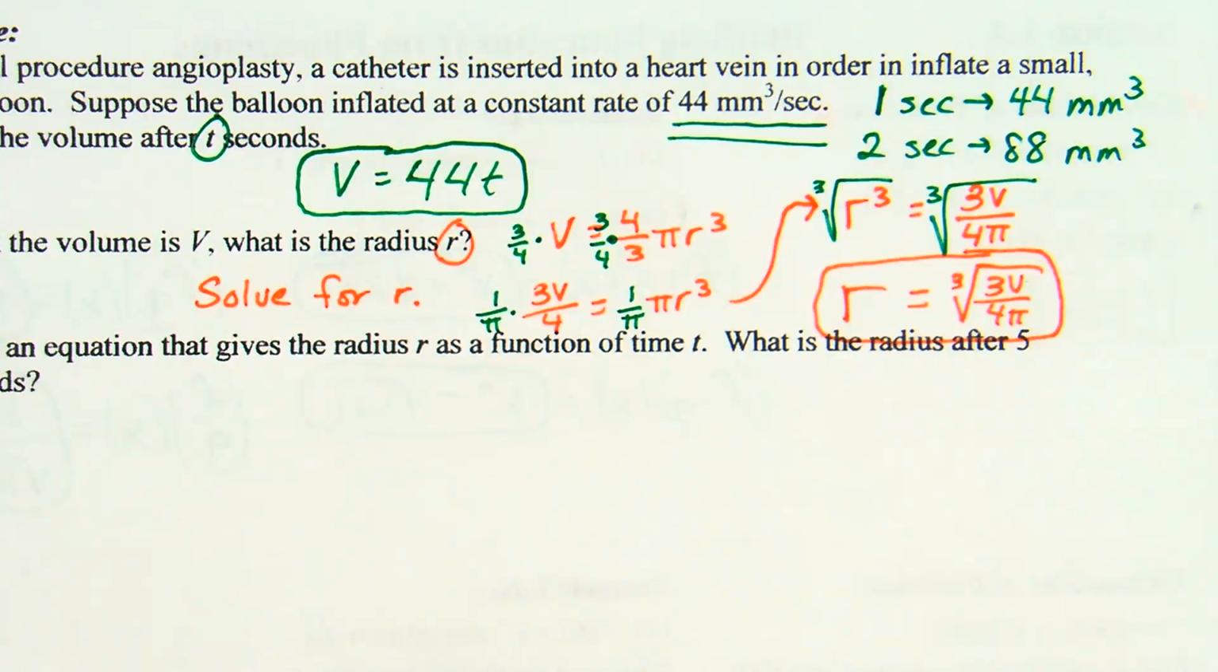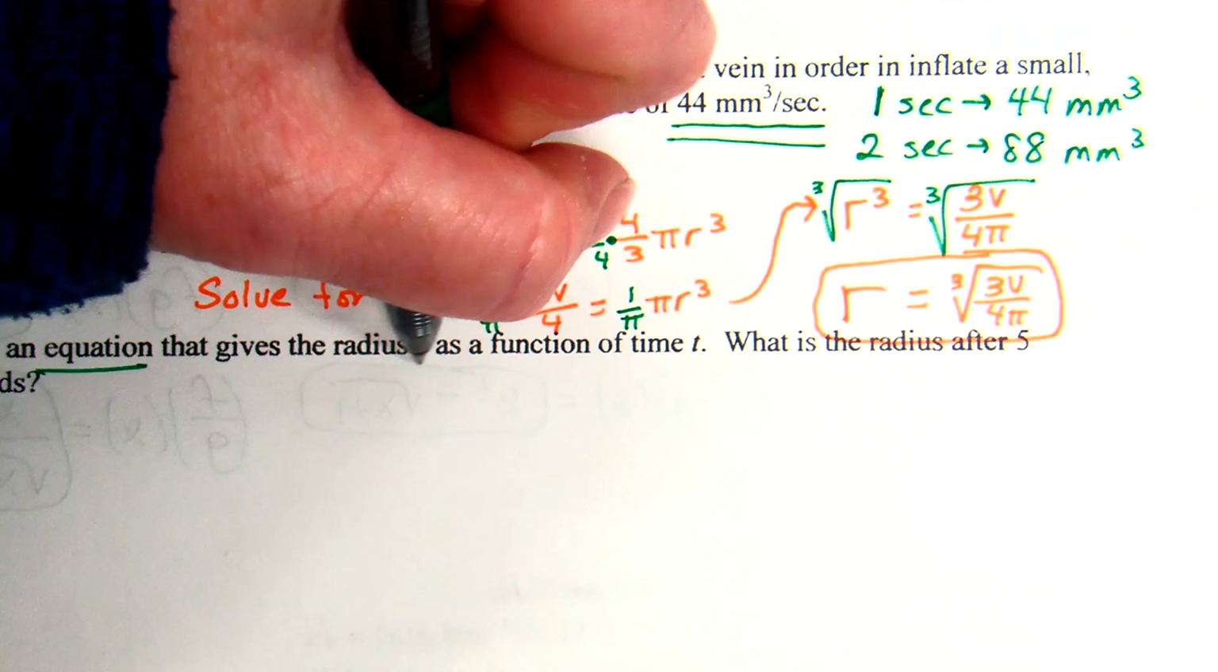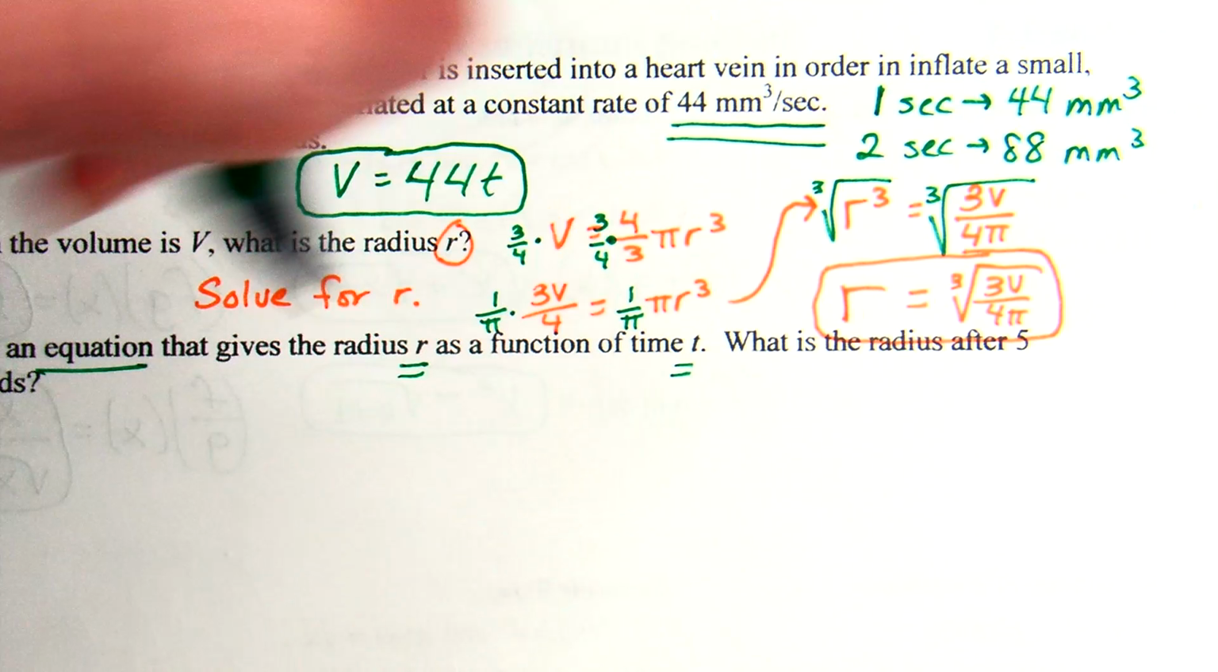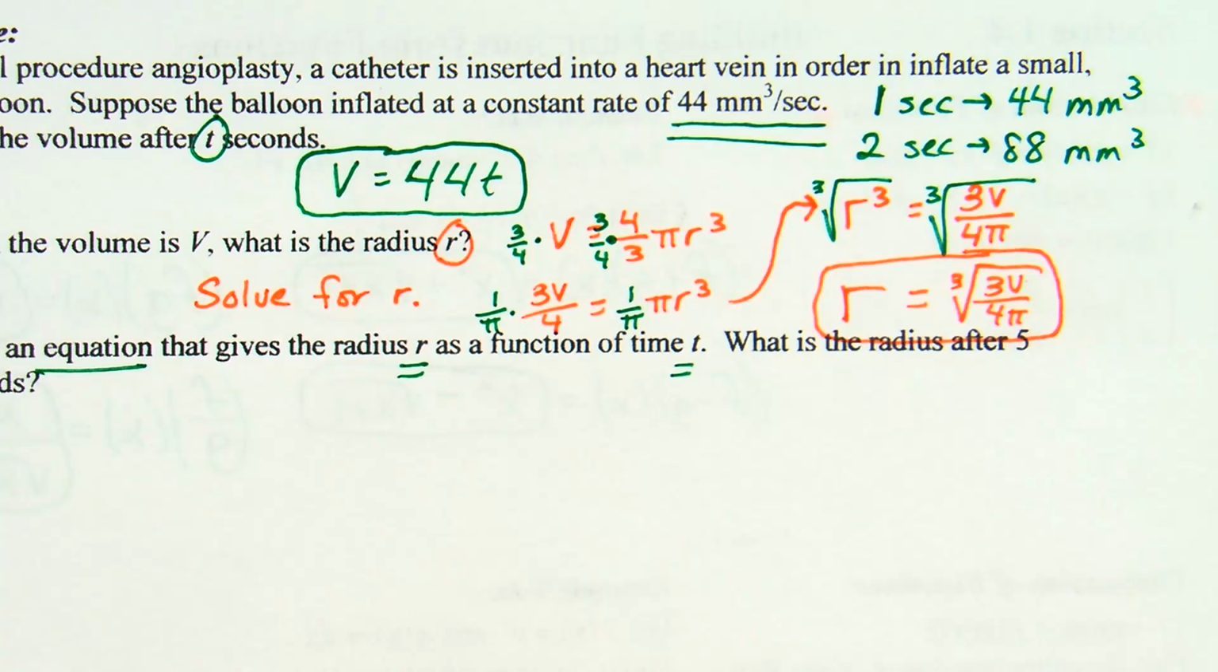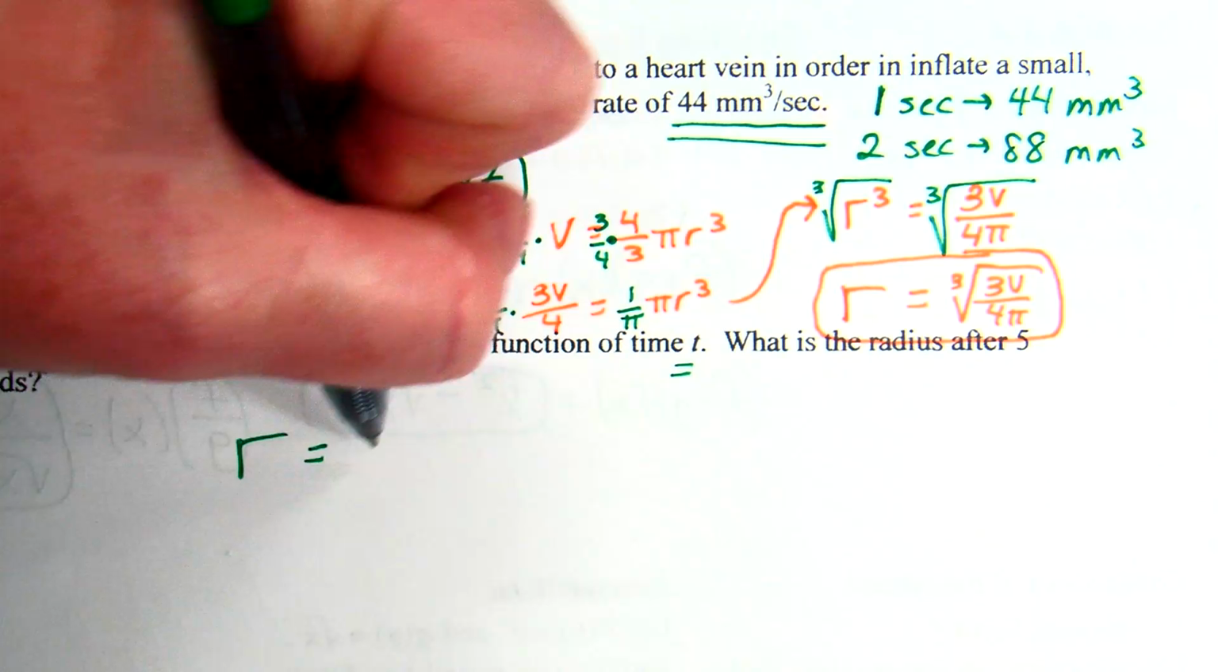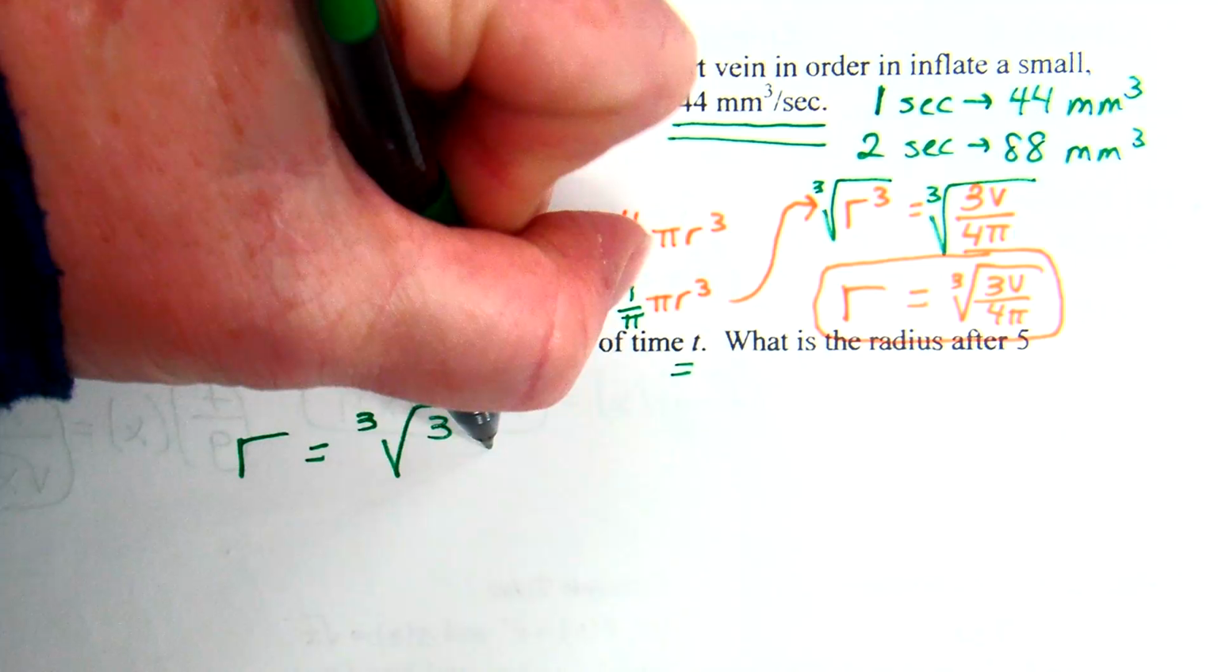C. C says to write an equation that gives the radius r as a function of time t. So when it says we want an equation r as a function of time t, means I want an equation that is r equals and has what variable in it? A t. Now, what do we already have for r equals? We have r equals the cube root of 3v over 4 pi.